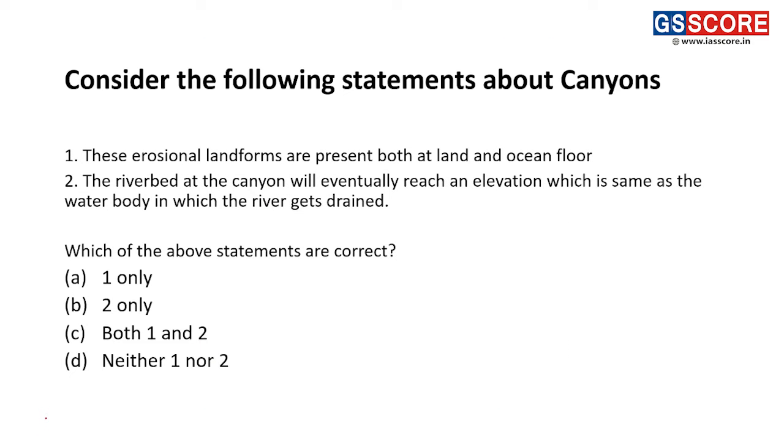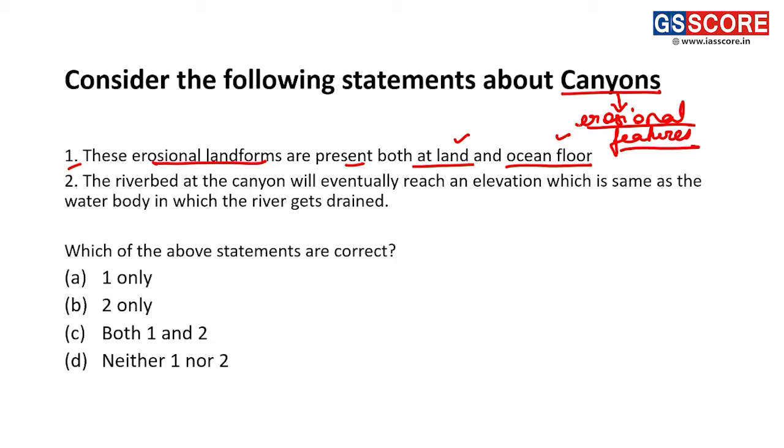The next question is: consider the following statements about canyons. Canyons are basically erosional features of landforms. Option 1 says these erosional landforms are present both on land and on the ocean floor. This is a correct option here, because canyons like the Grand Canyon and Gandikota are present on the land part.